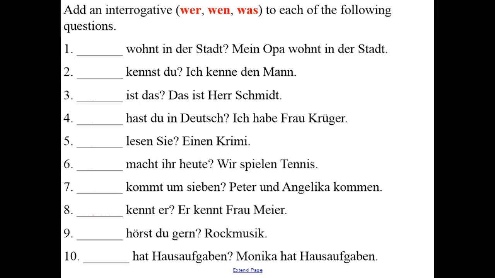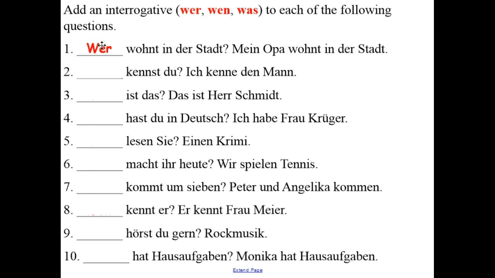Please pause the video and write out the following 10 sentences. Add an interrogative, either wer, wen, or was, to each of the following questions. Pay special attention to the answers provided. These will often give you a clue as to whether or not it's about the subject, wer, or the direct object, wen. Let's see how you did.